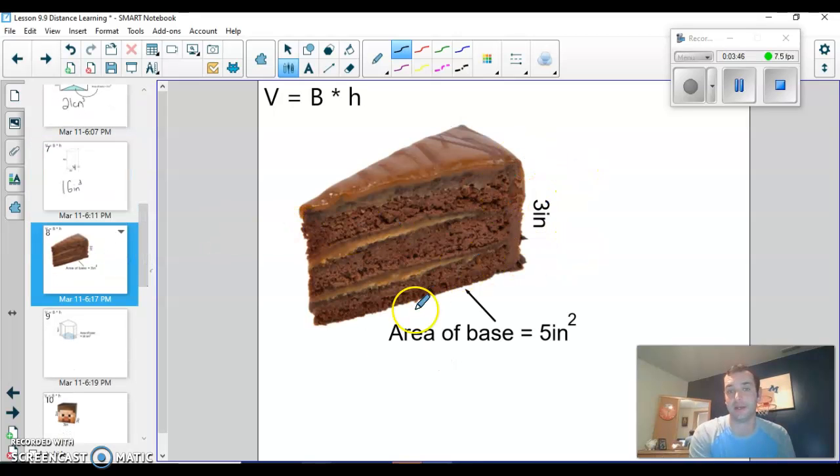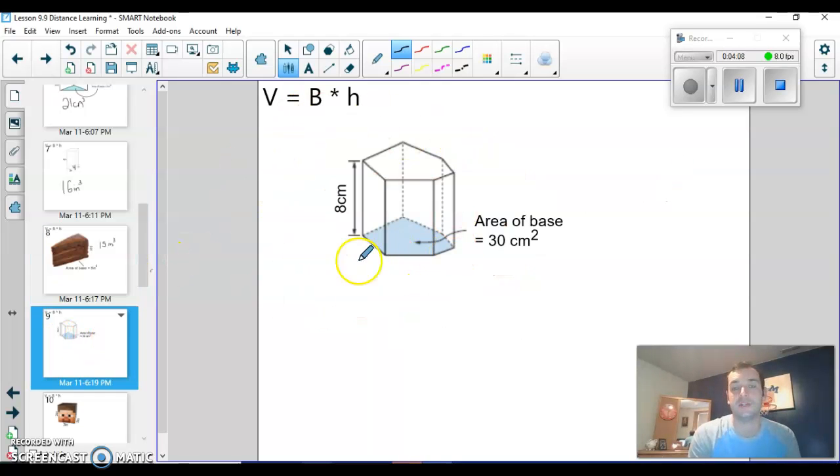Ooh, we got a piece of chocolate cake here. So let's pretend that the top base and the bottom base are exactly the same. The height's exactly the same. So the area of our base here is 5. The height is 3. So our answer would be 15 inches cubed. Now this could be done a lot neater if I had a mouse with me, but I don't have one at home. Here's an irregular shape here, but the bases are exactly the same, so the rule still applies. So we could go 30 times 8, which would give 3 times 8 would give me a 24. I'd add the 0 to it to make it 240 centimeters cubed.